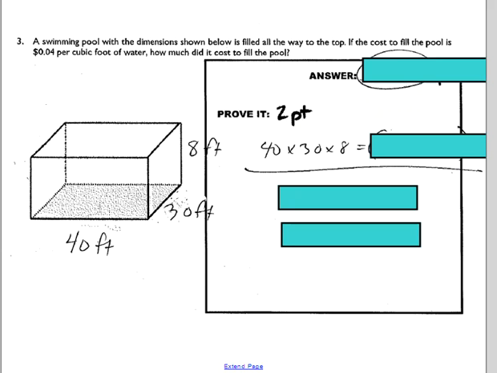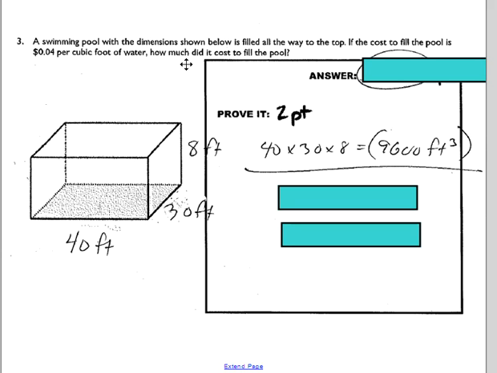Number three was the swimming pool problem. This hopefully registered as a volume approach on your test. So if you know the dimensions are 40 feet by 30 feet by 8 feet, the first thing you want to do is figure out the volume of the pool. And that's 9,600 cubic feet. That's the volume of the entire pool. We could fit 9,600 cubic feet of water in there.